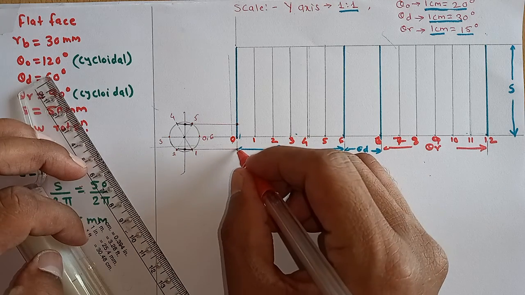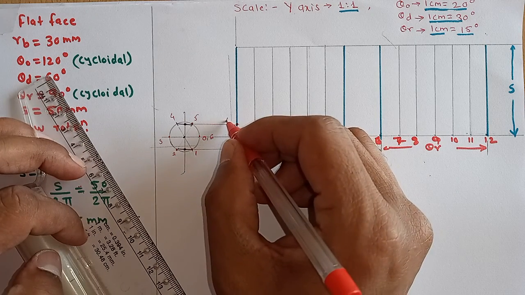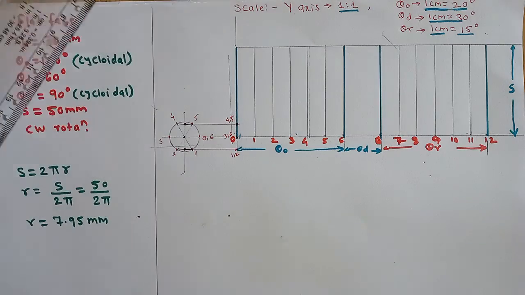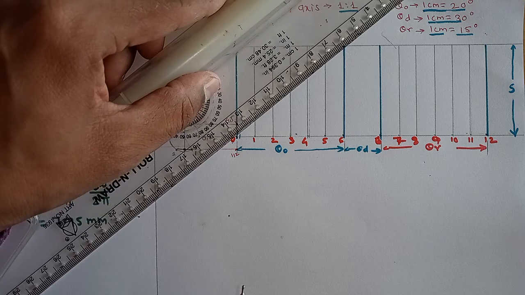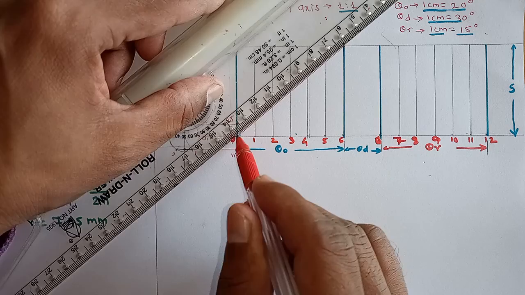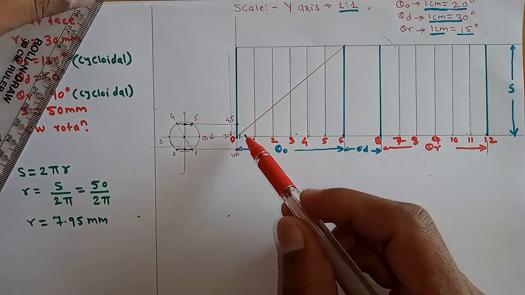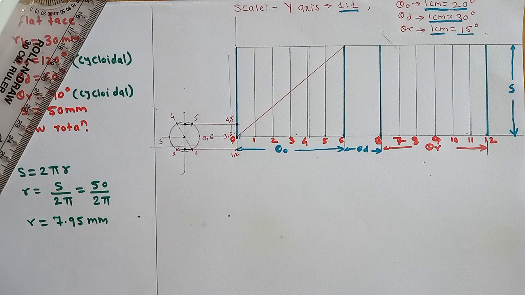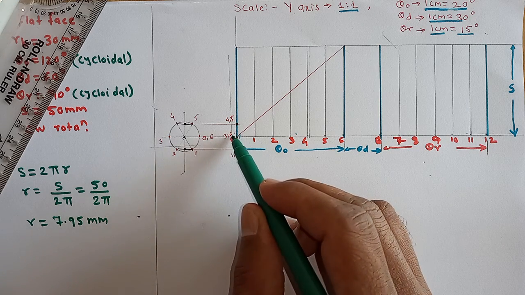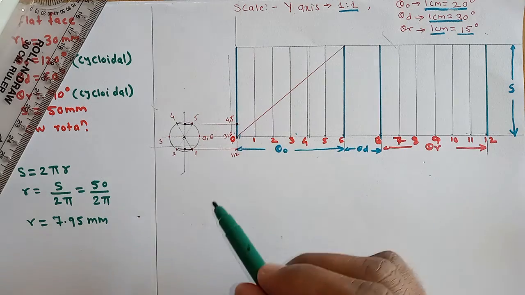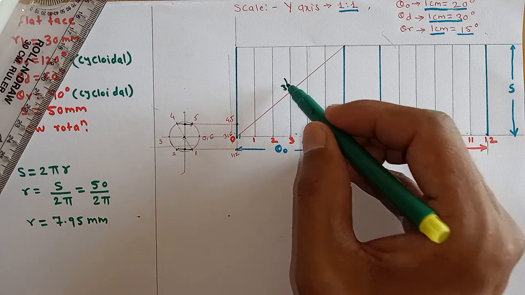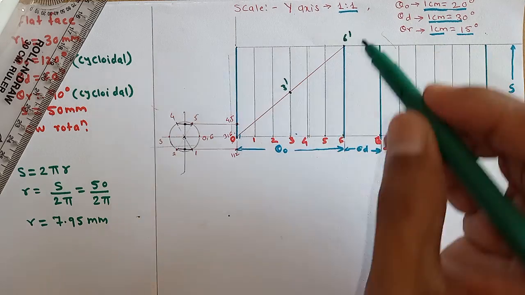And here is 1 and 2. Next we draw the diagonal for the outstroke. This line has carried with it point number 3 and 6. So this projection line will intersect the division line number 3 at 3 dash and 6 at 6 dash.